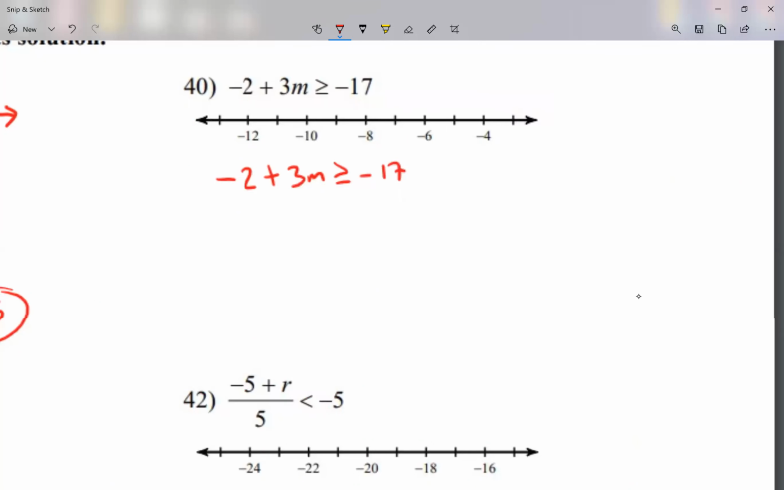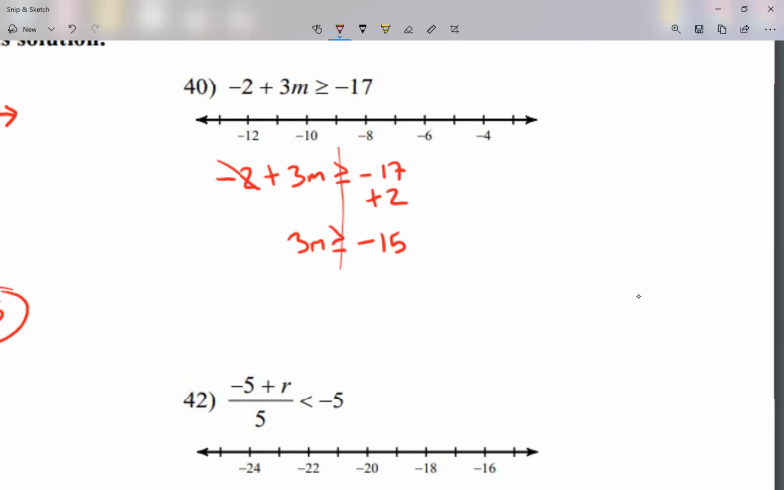Okay, so what separates my sides is my inequality sign. If you need to graph a line to see the separation of the left side from the right side, then do so. I want the 3m by itself. So this minus 2, I'm going to move it to the other side as a plus 2, right? Don't forget to switch the sign. So I have 3m is greater than or equal to negative 15, right?